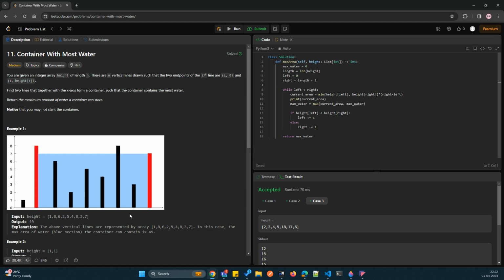Okay, so instead, what we can do is use a two pointer method. It will help us. Let's say that we'll set a pointer here.